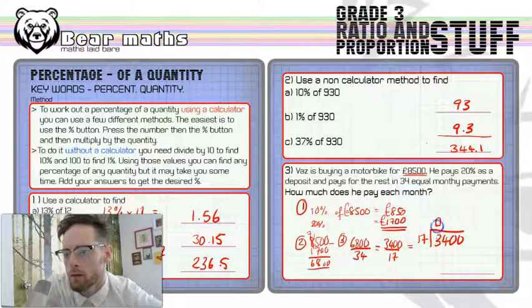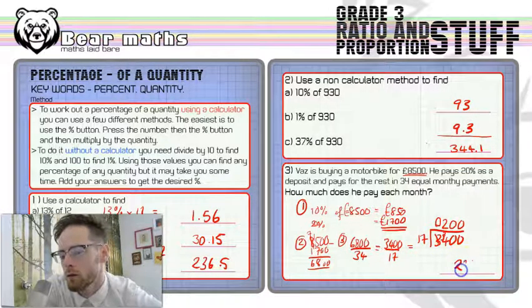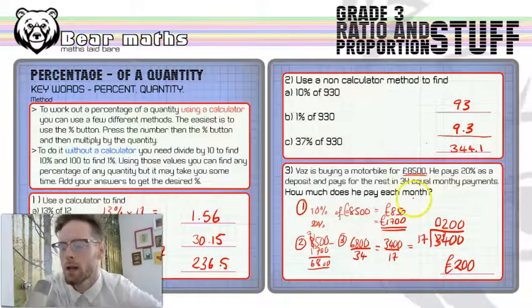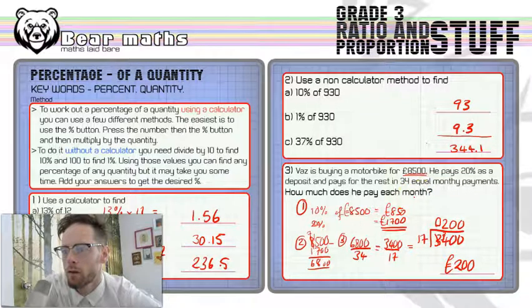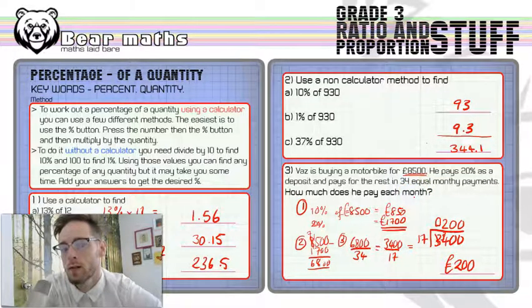17 does not fit into 3. 17 fits into 34 twice. 17 doesn't fit into 0. And 17 doesn't fit into 0. 200. £200 each month is what Vaz has to pay for his motorbike if he's paying for it over 34 months, and he's paid off 20% of it already. And that is something that you might have to figure out in your own lives or something similar at some point.